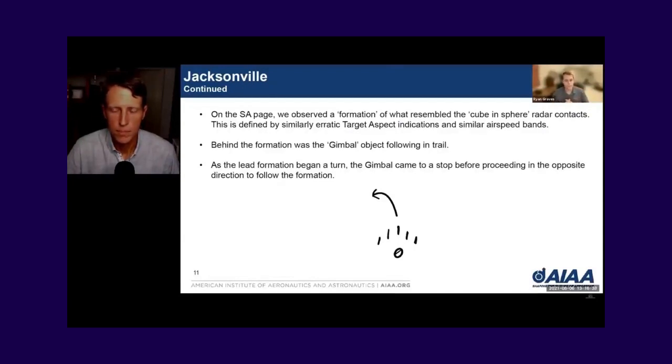The object, the gimbal object from the image before, is represented in this slide by the circle with the line going through it. And this object was proceeding behind the larger group. And essentially, it approached and then it stopped for a bit. And then as the formation turned back 180 degrees, it basically just stopped from that position and then immediately went in the opposite direction, more or less, so that there was really no radius of turn, as I was highlighting on the formation.